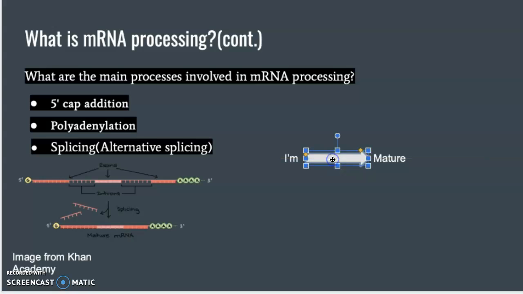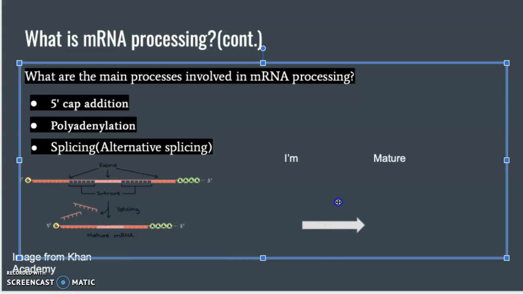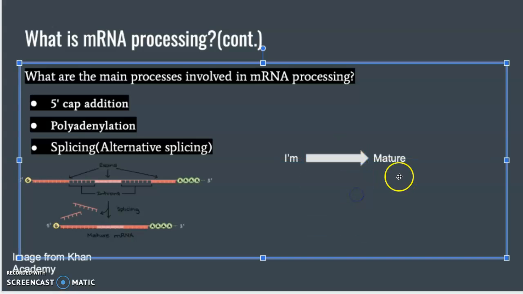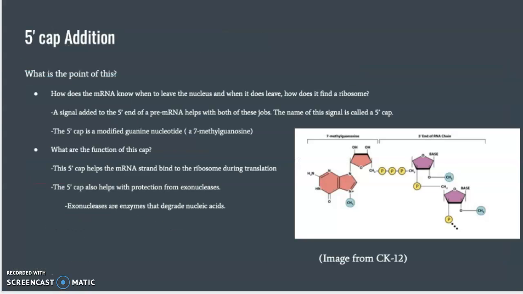We can think of the arrow as this right here: I'm mature. Before these processes, it's immature. And then after these processes, it's mature. So pre-mRNA turns into a mature RNA, which can be used in translation after these processes.